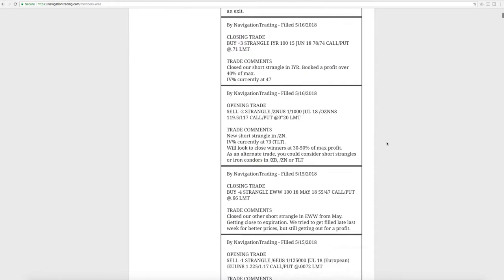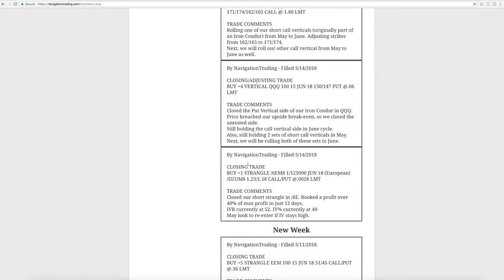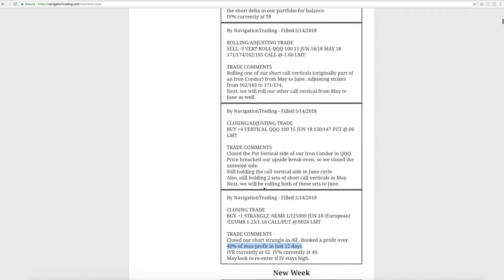Let's jump into the alerts from this week. Starting with our first trade on Monday, we did a closing trade where we bought back a strangle in /6E. We were only in the trade for 12 days. We were able to book a profit over 40% of max profit. So nice trade there. We'll go to the platform on 6E here in a minute because we actually re-entered a new trade on a later alert here.